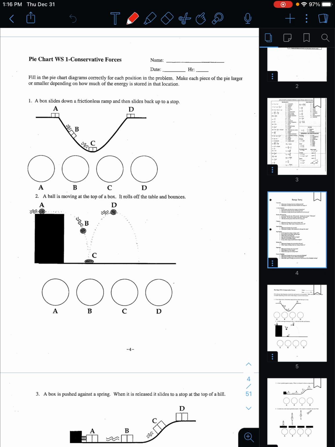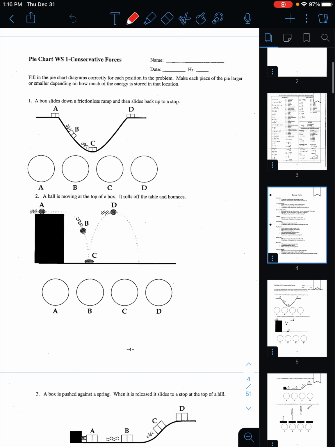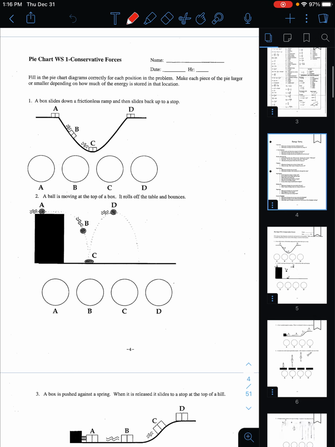Welcome. Today we are going to talk about energy pie charts, which is just one way of showing how energy is conserved. Right now I have your packet open to page 5. What I'd like to do is go through an example problem with you about a pie chart.